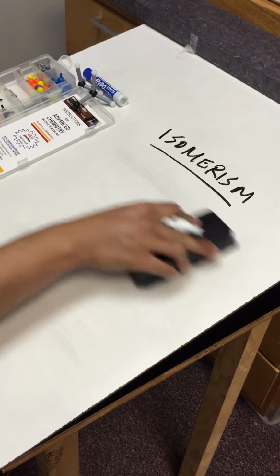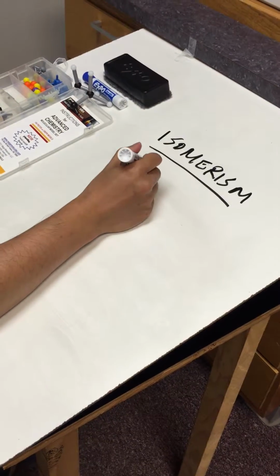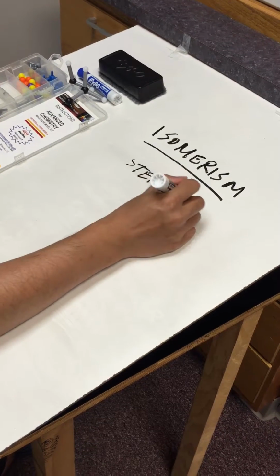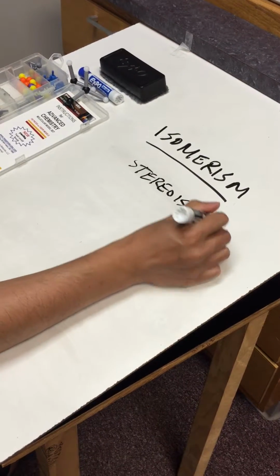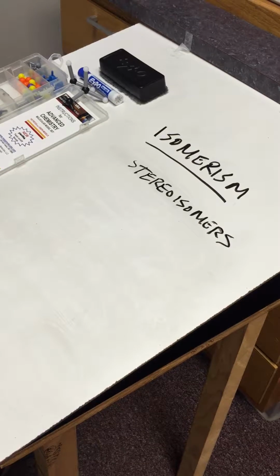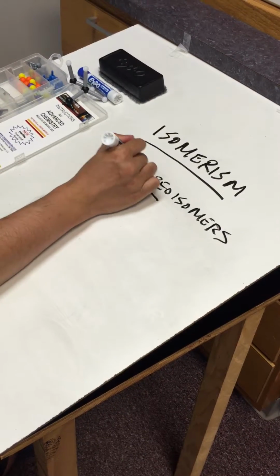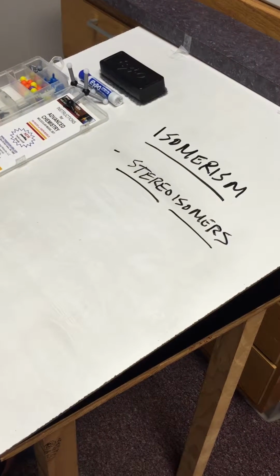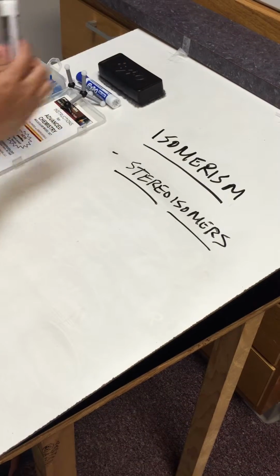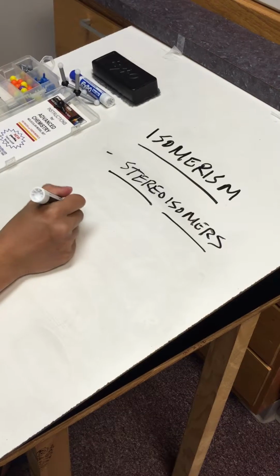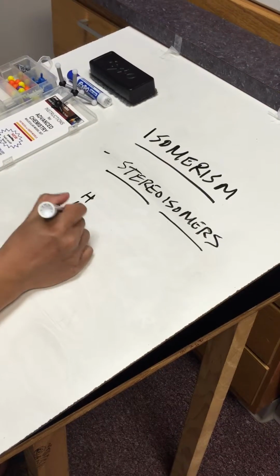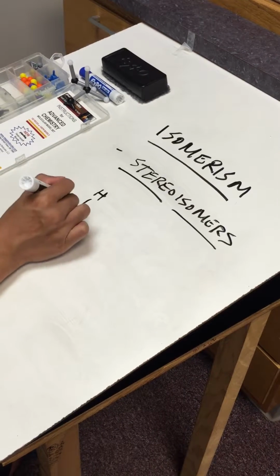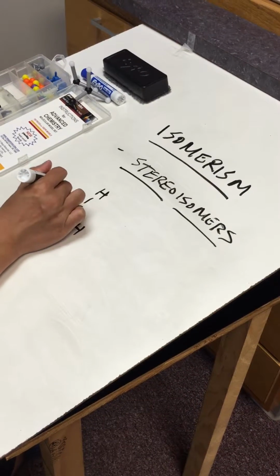Let me talk about the last kind of isomers, which are called stereoisomers. Now, this kind of isomers are going to be very different from the other kinds of isomers. So I'm going to draw it and then illustrate to you using my modeling kit.